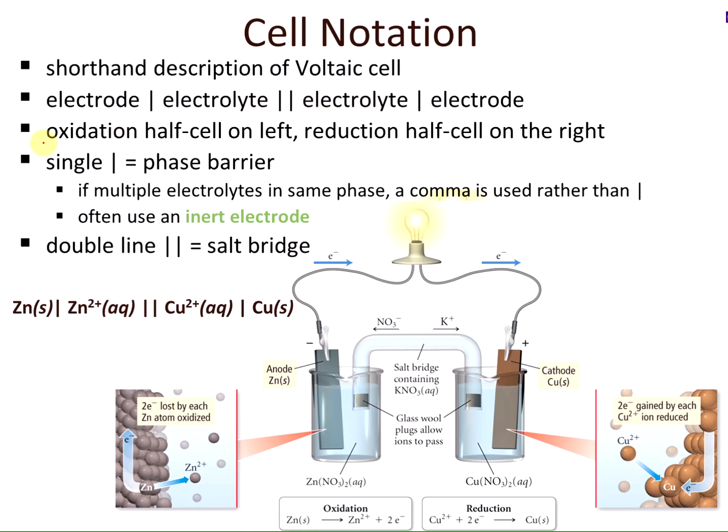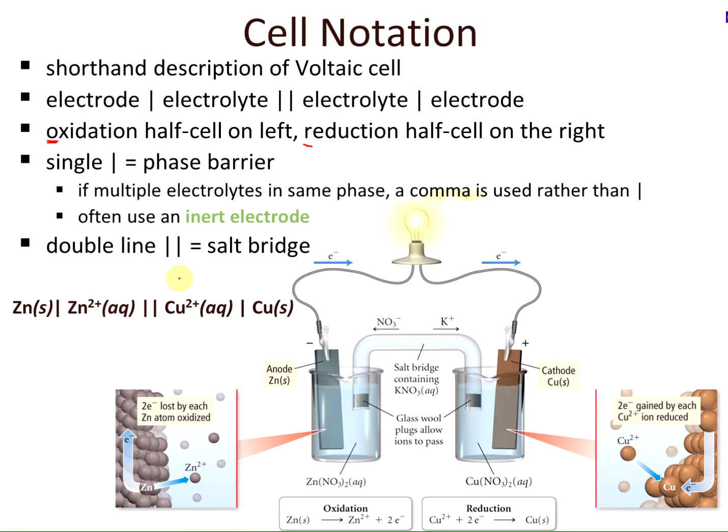To help you remember this, O comes before R in the alphabet. So the oxidation occurs before the reduction. Or you can say the anode to the cathode, because the anode is before cathode alphabetically. Now, if there are multiple electrolytes in the same phase, then you use a comma to separate things out.